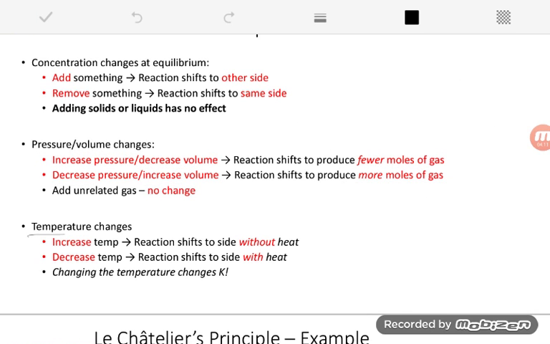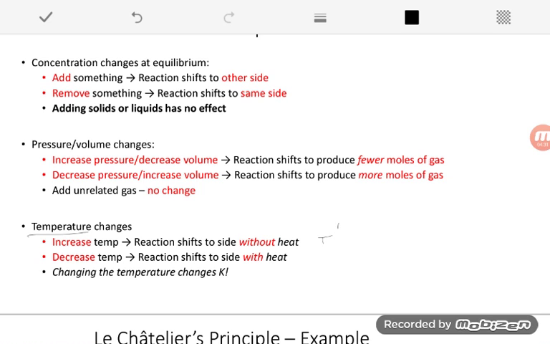Last thing we have are temperature changes. And we see examples of this all the time with phase changes. So we think about ice melting. That's only going to happen if we increase the temperature of the ice. That's the only time it's going to melt. Whereas if we decrease the temperature of water, it will eventually freeze.